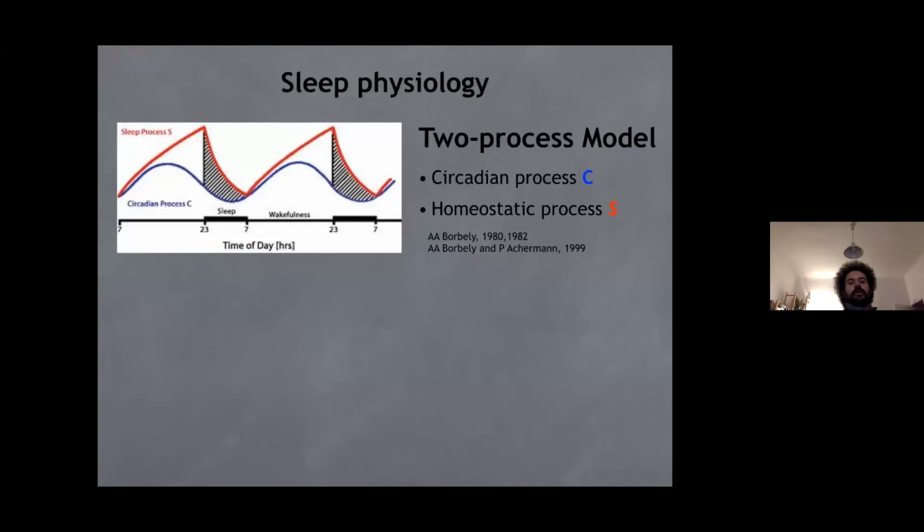Okay, so according to the homeostatic picture of sleep and wake, the alternation of these two different behavioral states is regulated by two processes. A circadian process C, which basically controls the alternation of periods with high sleep propensity and periods with low sleep propensity. And the other process is the homeostatic process, which is controlling the rise and dissipation of sleep propensities.